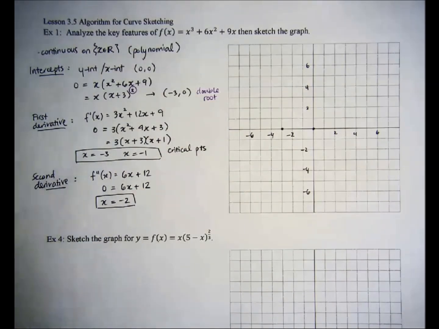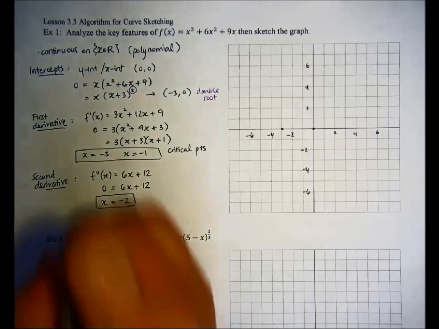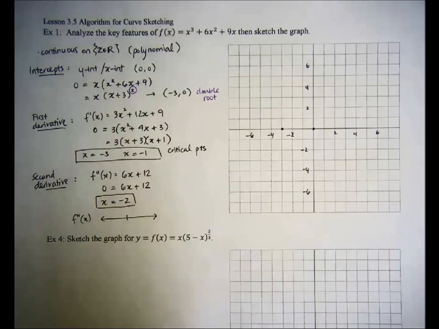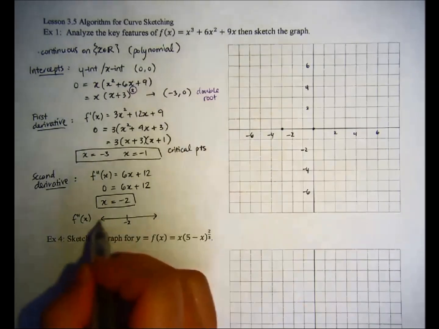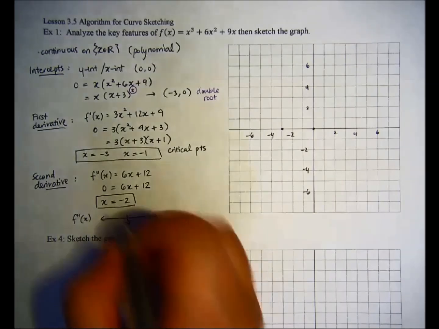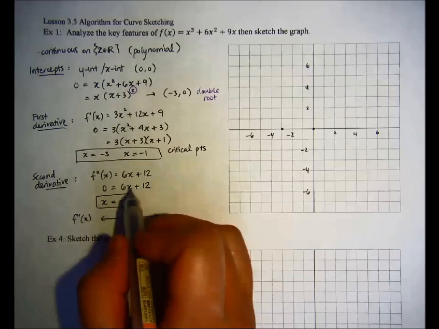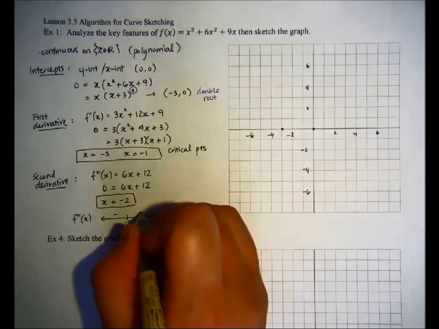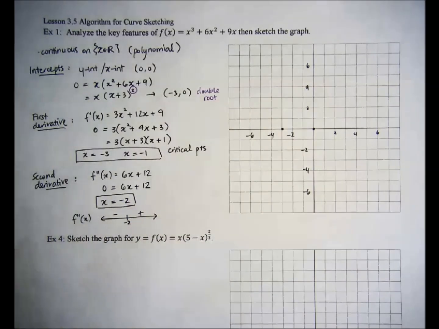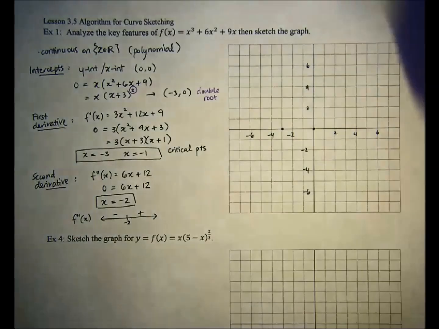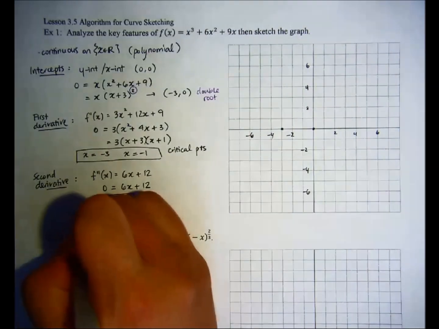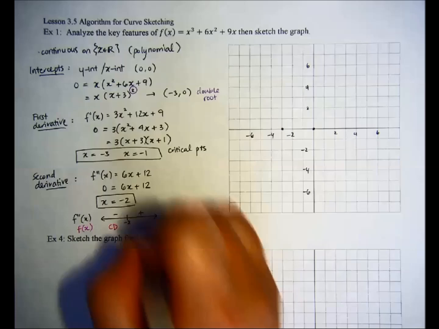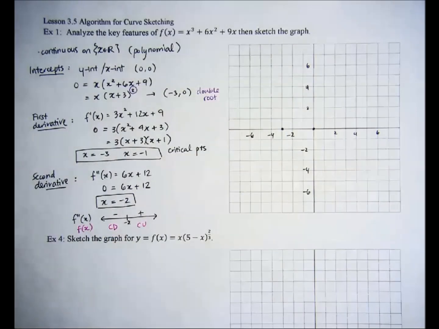So to figure that out, let me create a number line or an interval table. Okay. So I'm going to put -2 here. This is towards -infinity. This is towards positive infinity. So when x is less than -2, then 6x plus 12 will be negative. When x is greater than -2, 6x plus 12 will be positive. So this means that the original function f of x is going to be concave down when x is less than -2 and concave up when x is greater than -2.